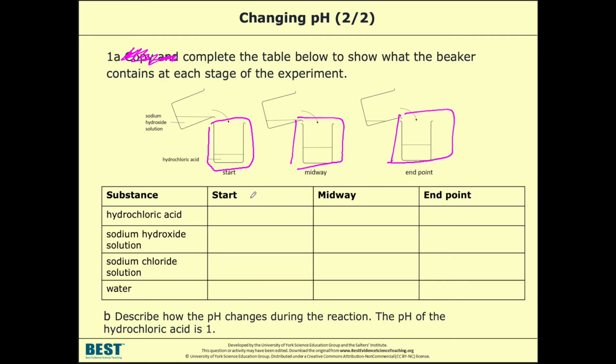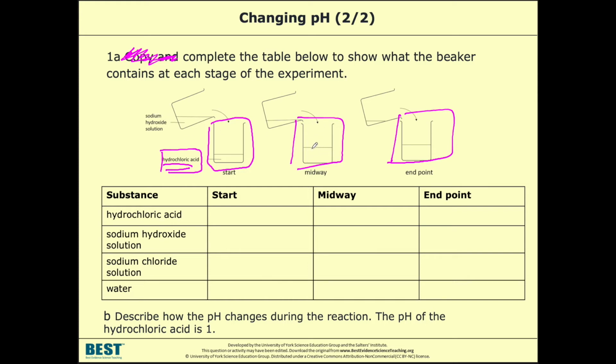So to start with, we only have hydrochloric acid in this beaker. So even though we've got this diagram ready to pour into the sodium hydroxide solution, at the start we only have hydrochloric acid. During the midway, you can see the level has increased, and so we now do have both the sodium hydroxide and the hydrochloric acid in here.